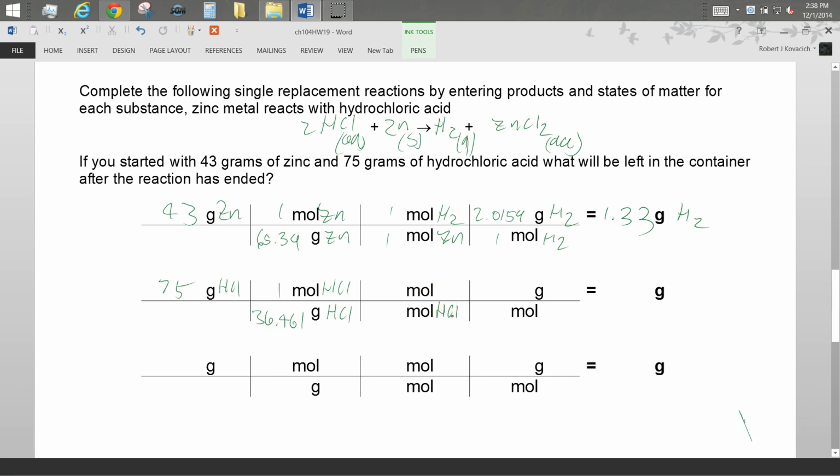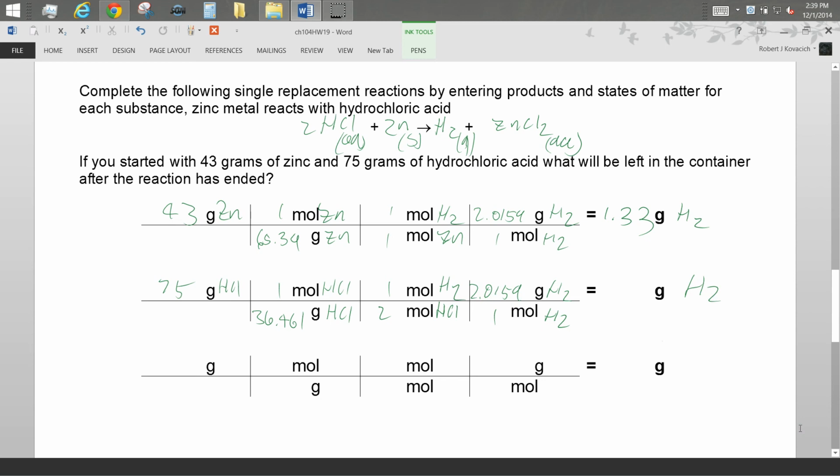What am I going to go to up top? Why does it have to be hydrogen gas? Because that's what we did with the zinc. I'm trying to compare which one of those things is the limiting reagent, so I need to go to the same thing to determine which one is a smaller number. I cannot put zinc chloride here unless my first reaction I did zinc chloride. So for every 2 moles of the hydrochloric acid, it's 1 mole of the hydrogen gas, and 2.0159 grams per mole.